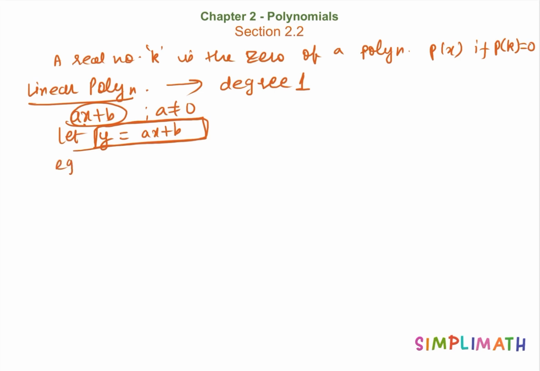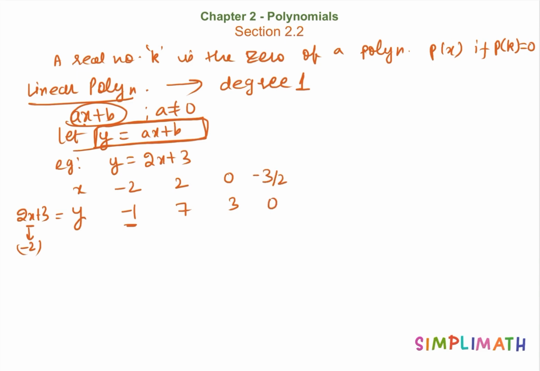Now let us understand with an example. Let y equal 2x plus 3. Now let us put in some values. If x equals minus 2, we get y equals minus 1. We put the value of x as minus 2 over here, and we get minus 1. If x equals 2, we get 7. If we put 0, we get 3. If we put minus 3 by 2, we get 0.